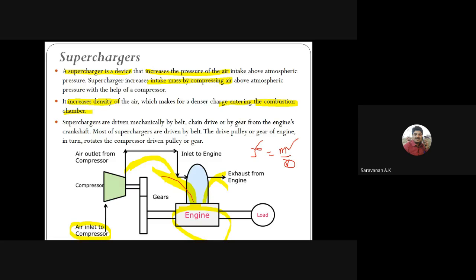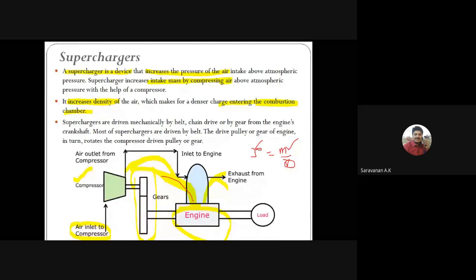Then how will the supercharger be run? How will the compressor be run? It may be run manually, or it may be geared, or it may be a belt drive, whatever it may be. The supercharger can be driven mechanically by belt, chain drive, or gear, right?